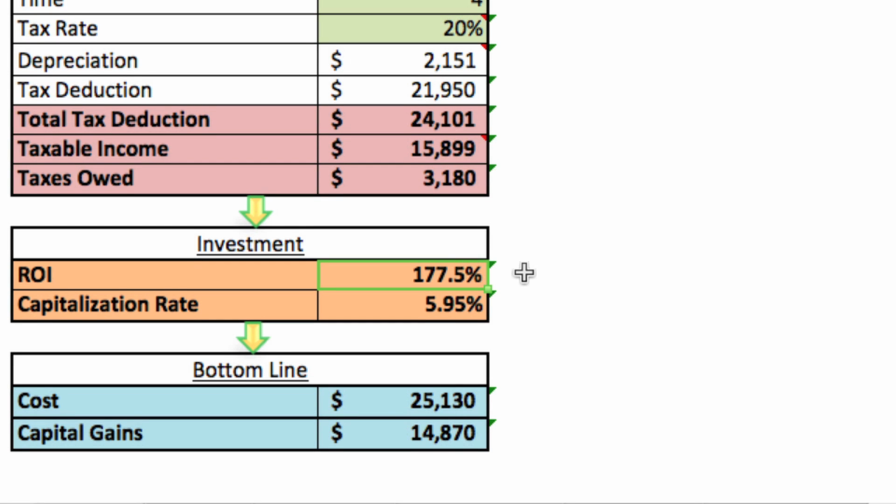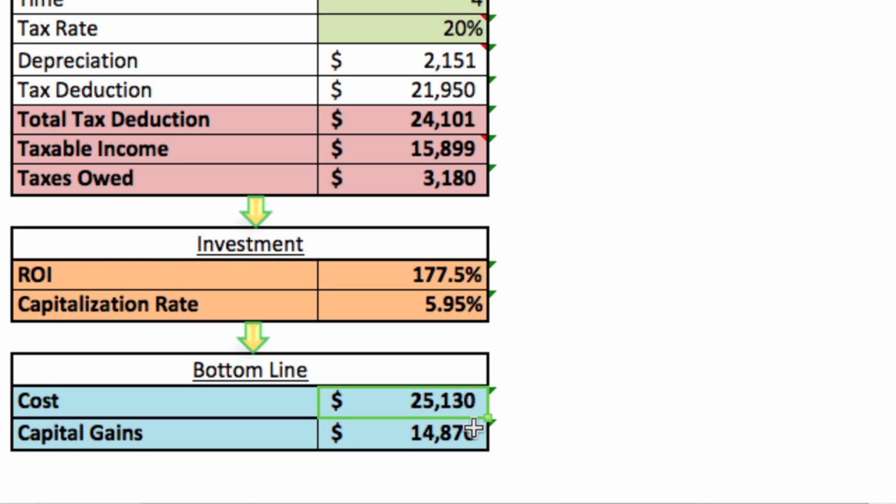Here we have an ROI we see of 177.5% and a capitalization rate of almost 6%. Now we see the ROI is significantly larger from the cases we've seen before. And that's because we're trying to acquire here a large capital gains over a quick period of time. And you can see down here the bottom line, this is where it's really important.